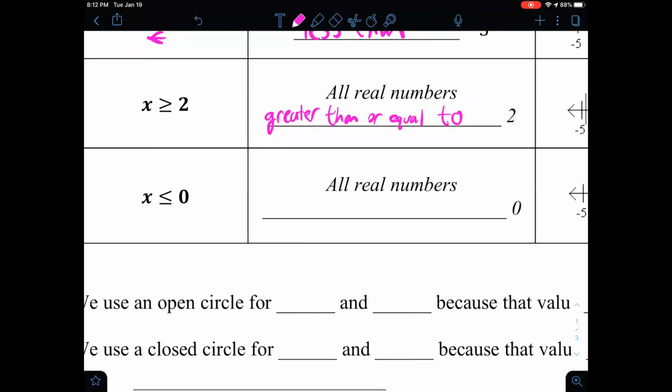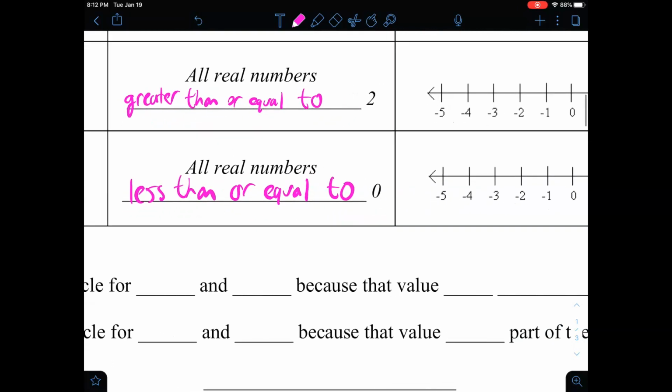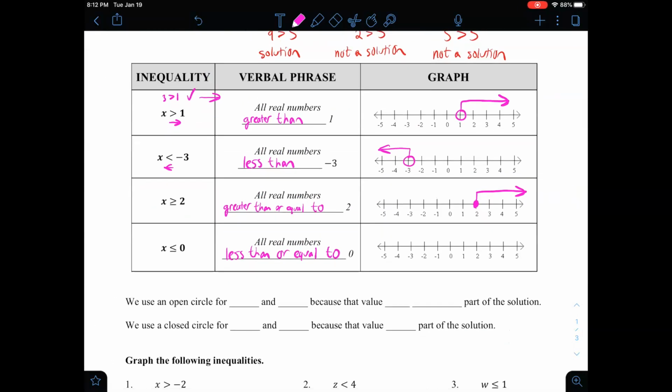All right, last one we have is X is less than or equal to 0. All real numbers that are less than or equal to 0. So I'm going to use a closed circle on 0. And we're going to shade, if it's pointing to the left, numbers to the left that are less than 0 are to the left, so we're going to shade to the left.